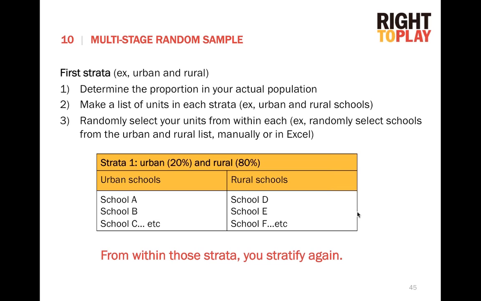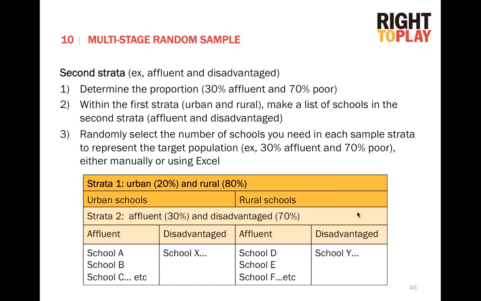And then once you've selected your urban schools and your rural schools, from within those schools, you stratify again. So you take that list that you've selected and you go through your second stratification. So this time in our example, we'll do affluent versus disadvantaged. First of all, you determine the proportion of affluent versus poor in your larger population. So let's say that it's 30% who are affluent and 70% who are poor. Within the first strata, so within urban and rural, you make a list of schools in the second strata. So you list out those schools that you've selected that are affluent and that are disadvantaged.